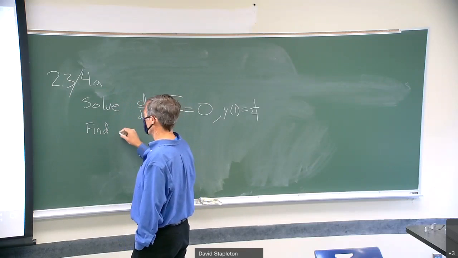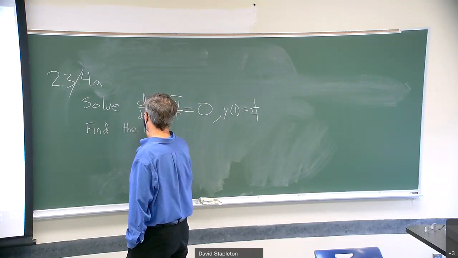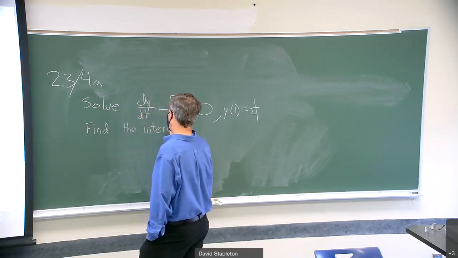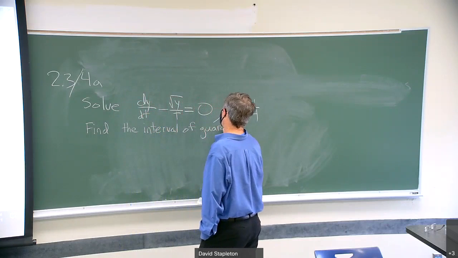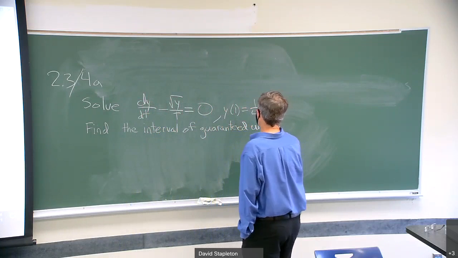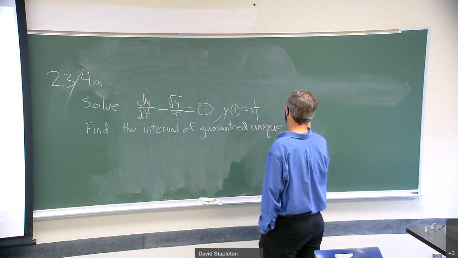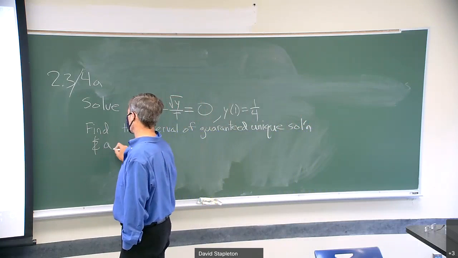You picked a hard problem, man. So find the interval guaranteed by the theorem, the unique solution through that point, and a singular solution on a larger interval, like the one we did last time.